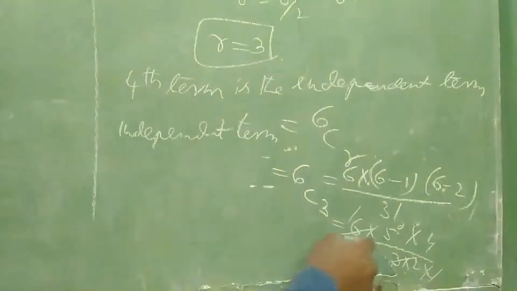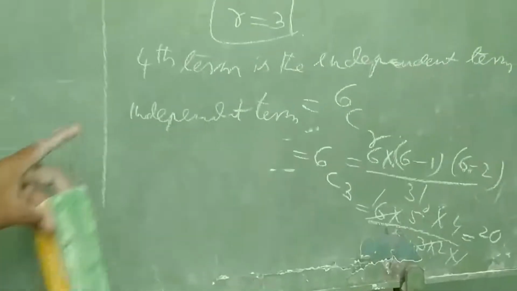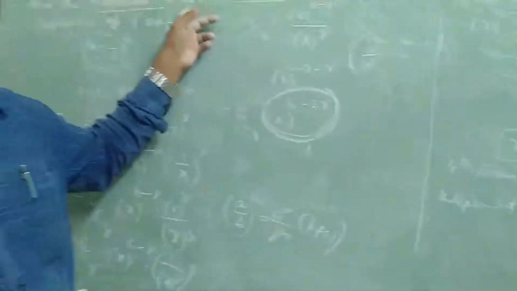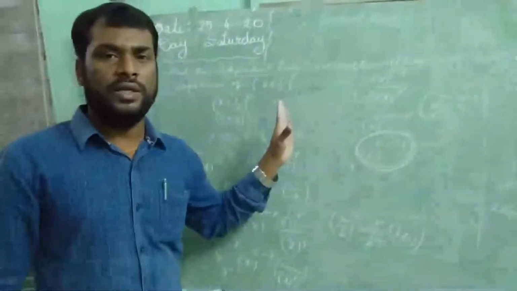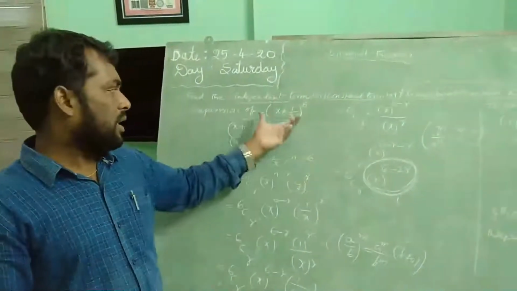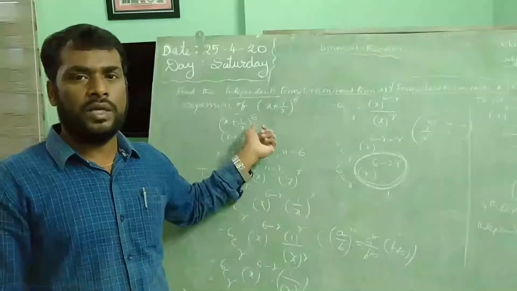3 2s are 6, 6 cancels. So 5 4s are 20. So 20 is the independent term in the expansion of (x plus 1 by x) whole to the power of 6. So like this you can find the independent term or constant term or the term not containing x by using the general term in the expansion of (x plus y) whole to the power of n.